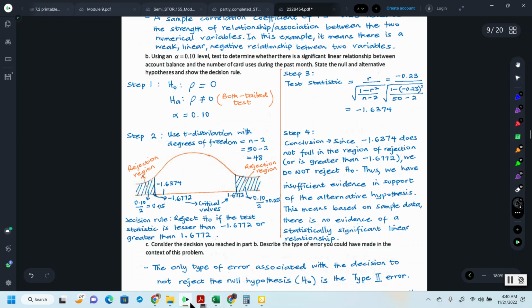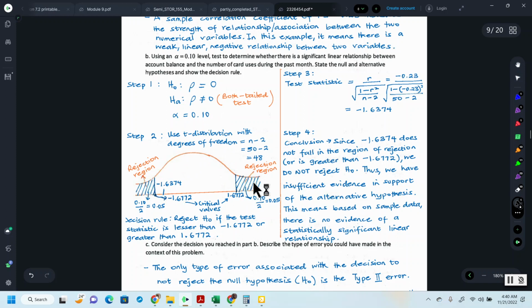So to do that, I need to specify the size of this rejection region. Remember, since this is 0.10, or 10%, divided by 2. Why am I dividing it by 2? Remember, I have a two-tailed test. So 5% will be here, 5% will be here.